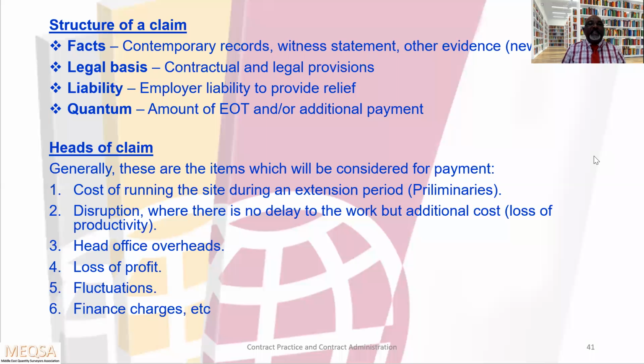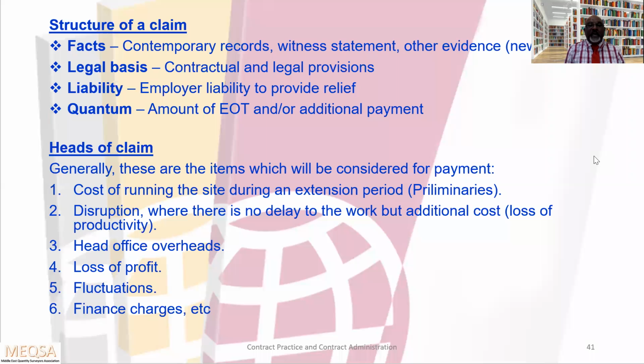Okay. Structure of a claim. So there are four structures: defect, legal basis, liability, quantum. Defects means the contemporary record, witness statement, minutes of meeting, news, site diary, like that. Legal basis, contractual and legal provisions. So we have to mention liability, employer liable to provide relief, quantum, amount of EOT and no additional payment.